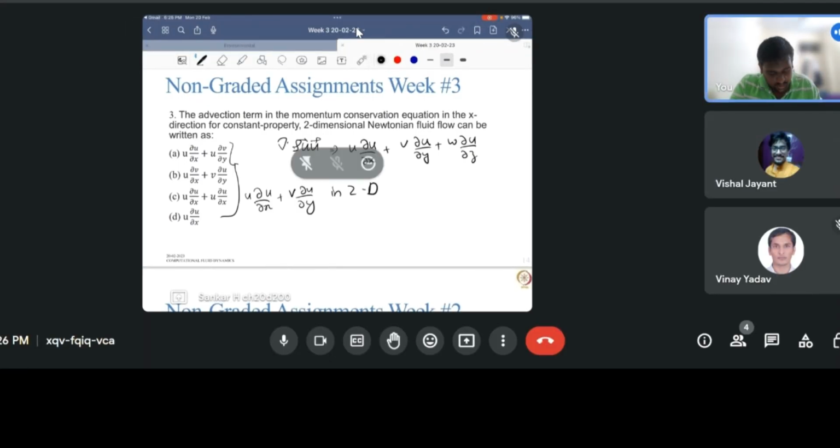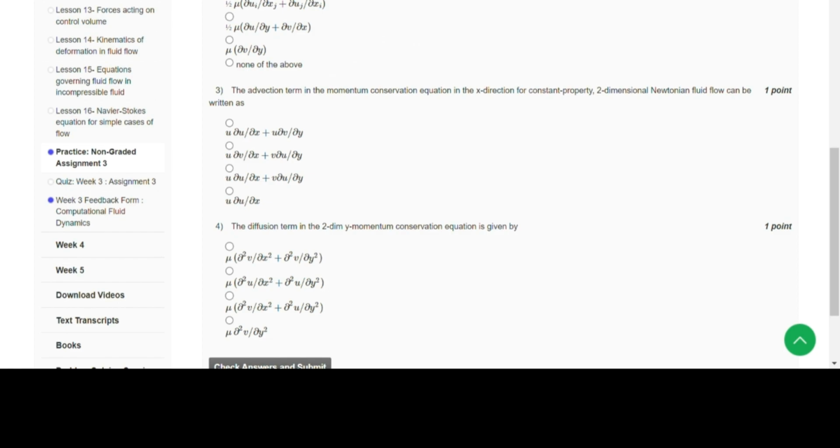I think option C is, there is a mistake here. So option C should have been the correct answer over here.